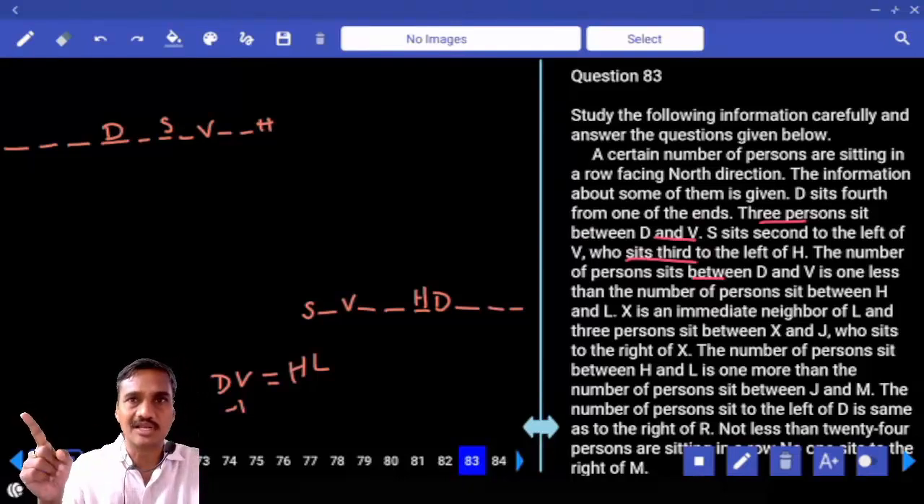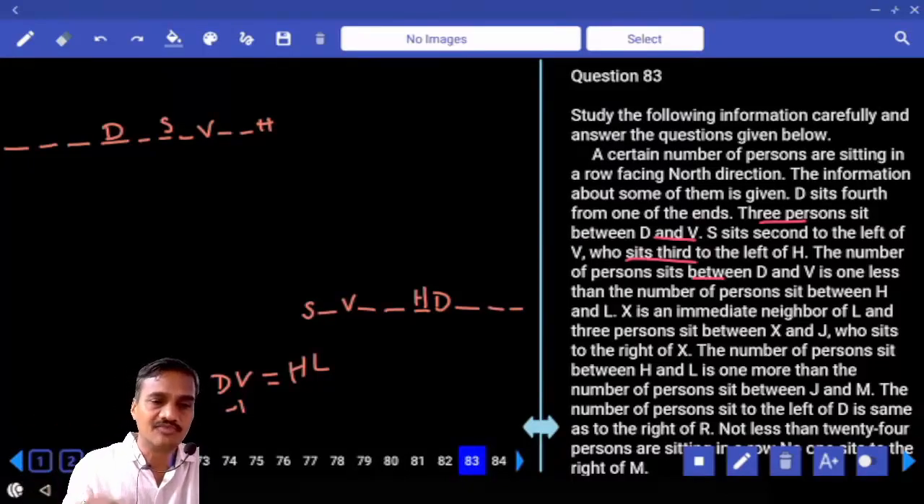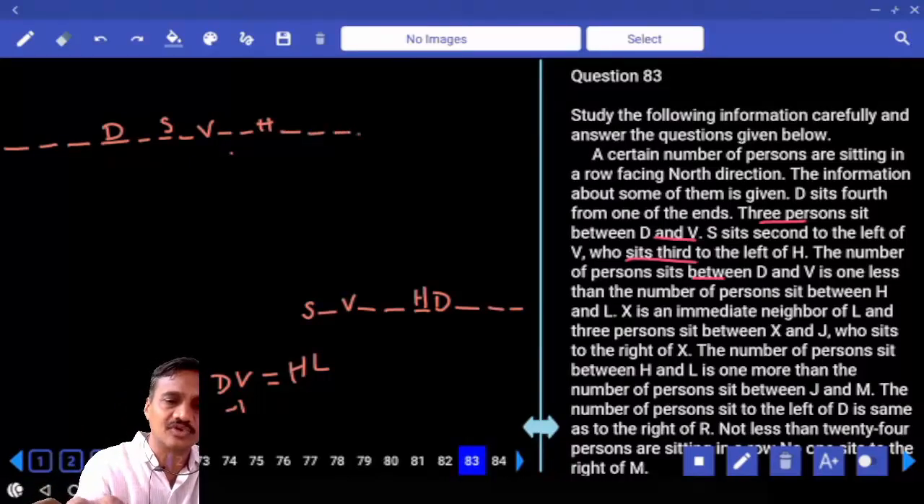So H and L, 4 members: 1, 2, 3, 4. Hence, L must be to the right-hand side. Here L and S would be in the same place, which is not possible. Hence, L must be here. L is to the right-hand side of this H.